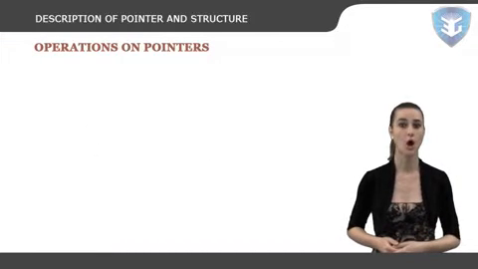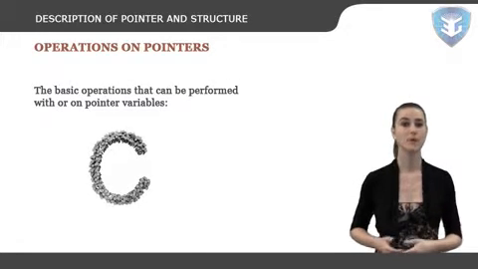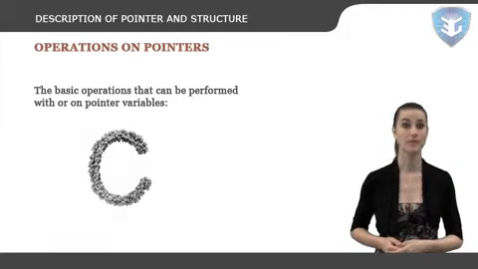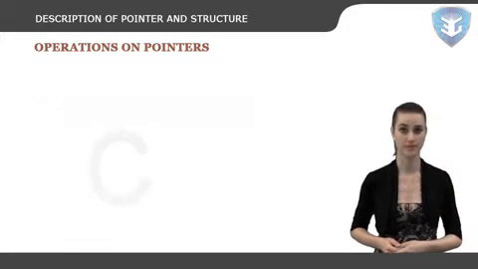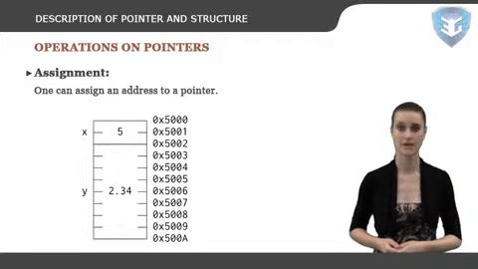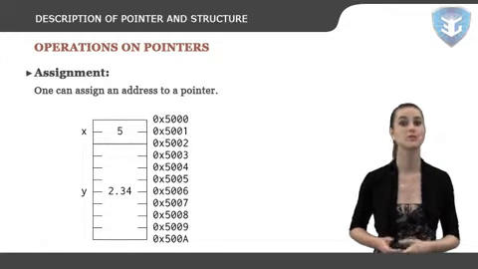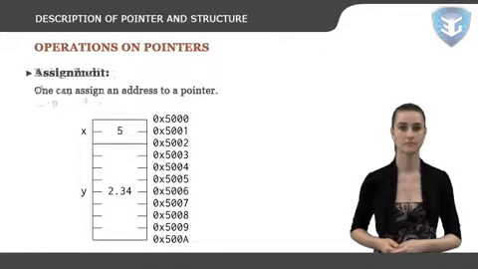Let's now talk about operations on pointers. C offers several basic operations one can perform on pointers. The basic operations that can be performed with or on pointer variables: Assignment. One can assign an address to a pointer. Typically, one does this by using an array name or by using the address operator.